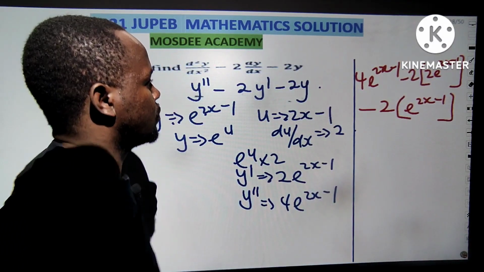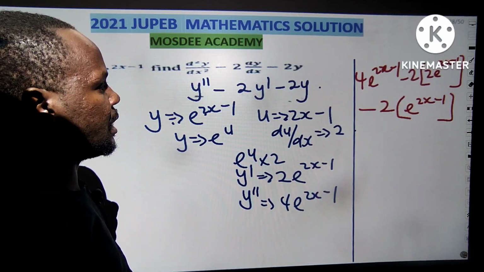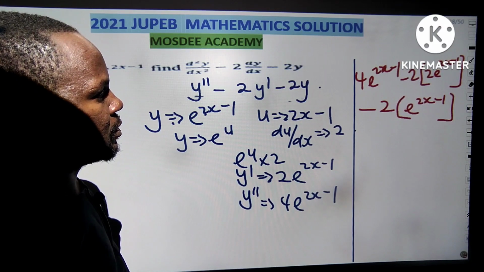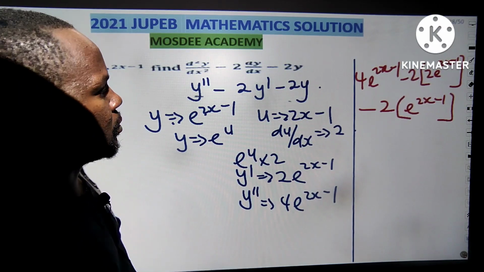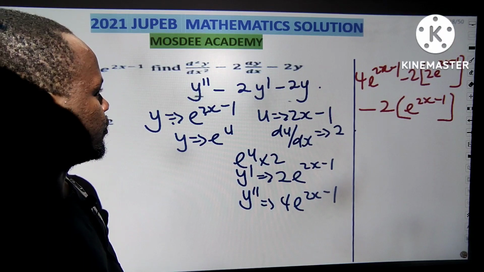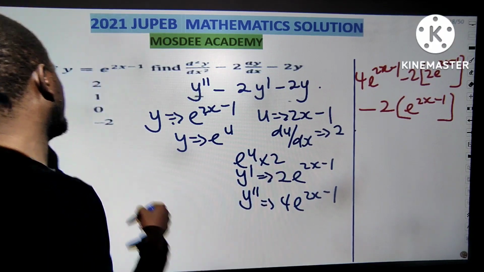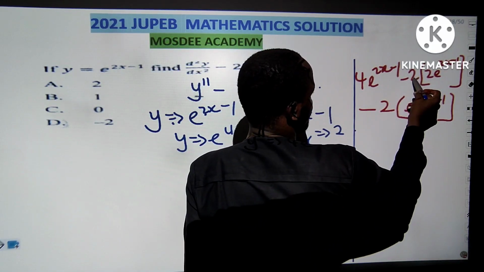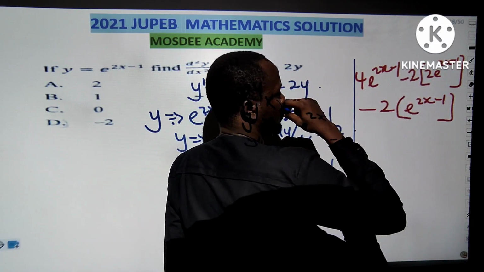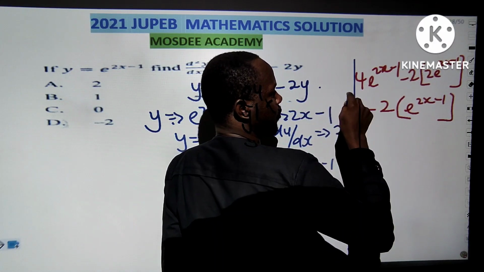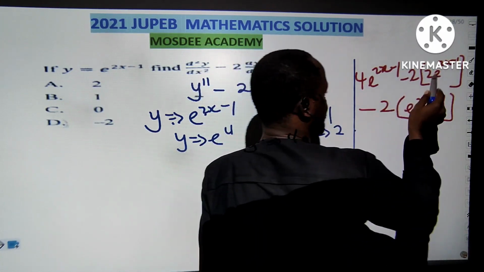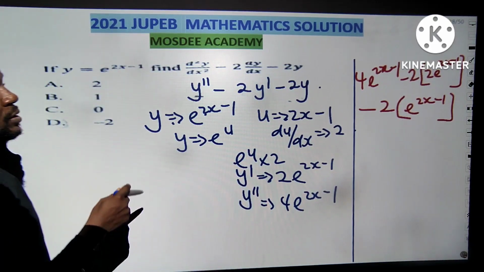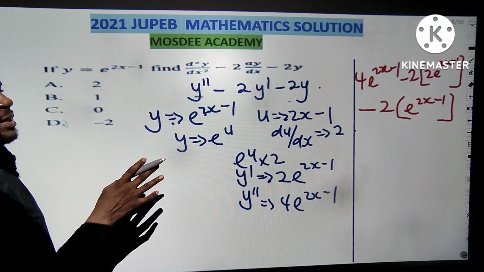So that's that. On simplification, I don't think I have anything other than minus 2. So subtract them from each other. This is 4e raised to power 2x minus 1. This is minus 2 times 2e, which is minus 4e raised to power 2x minus 1. 4 minus 4 is 0. This is 2e raised to power 2x minus 1. So the answer to the question is equal to minus 2, because that's the only coefficient that is left.